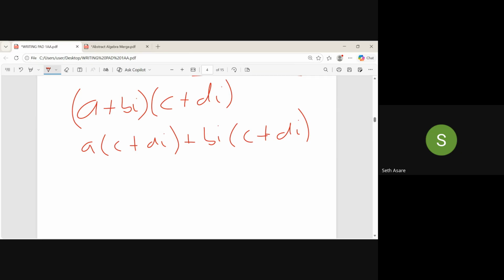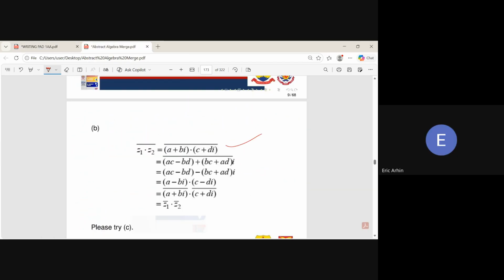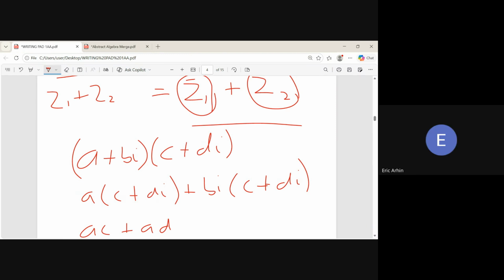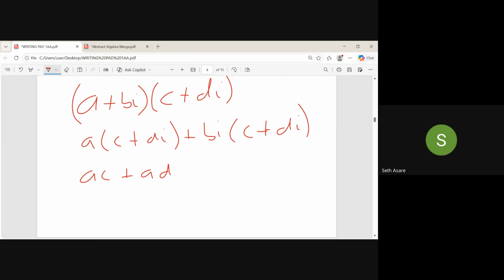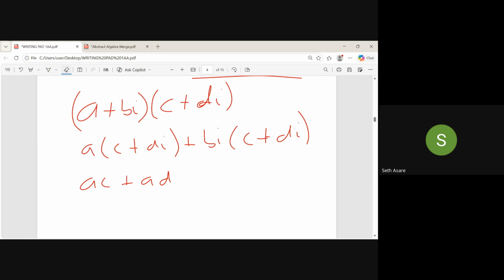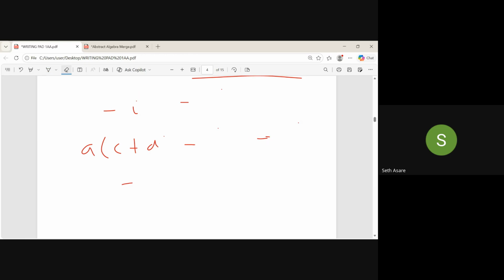Now let's do it. This one will give me AC plus AD. Is the A multiplying C? Oh, C, okay. Plus AI or D? Pardon. You wrote something, but it wasn't clear. Is it AI? The DI is like AI. Oh, sure. Okay. Let me write it well, please. Good.